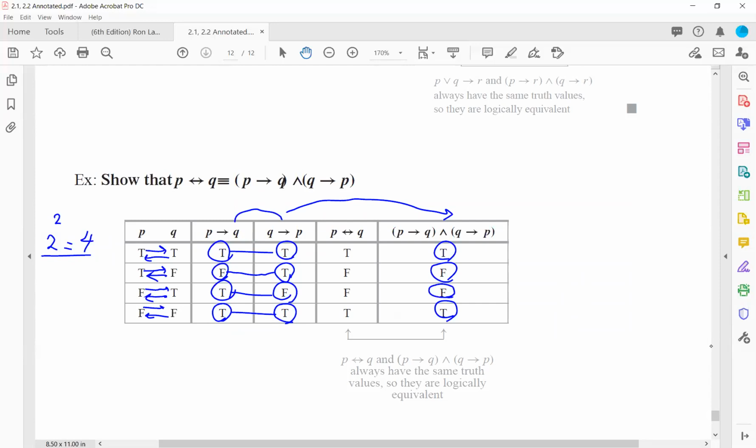Okay. Now let us use the truth table for P if and only if Q. It's going to be true if both P and Q have the exact same value. True and true, true. True and false, false. False and true, false. False and false, true. So as you can see, these two columns have the exact same truth values. So it means that these two compound statements are equivalent to each other. Very well, we're done with this part.